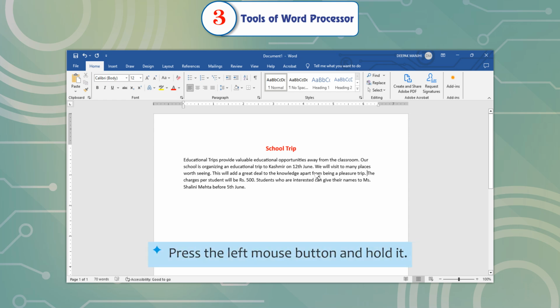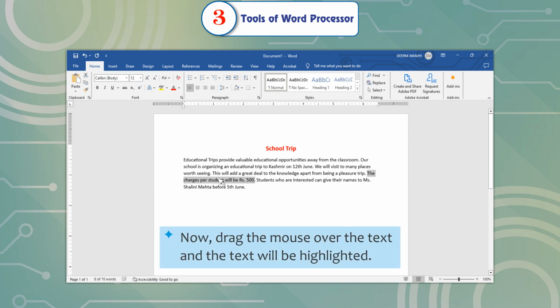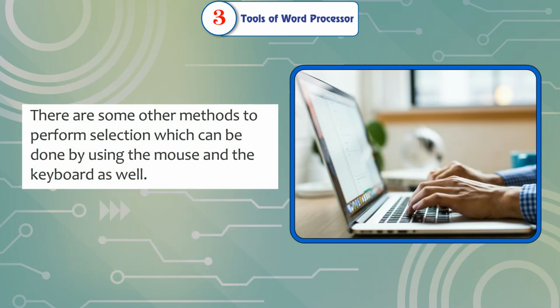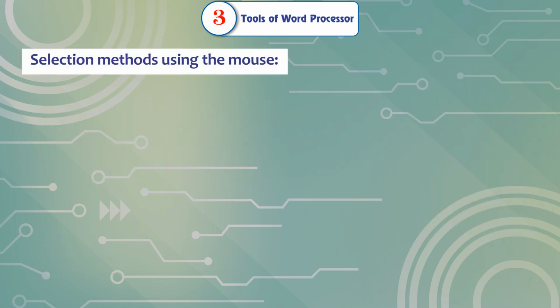Press the left mouse button and hold it. Now, drag the mouse over the text and the text will be highlighted. Then, release the mouse button. There are some other methods to perform selection which can be done by using the mouse and the keyboard as well. Selection methods using the mouse.